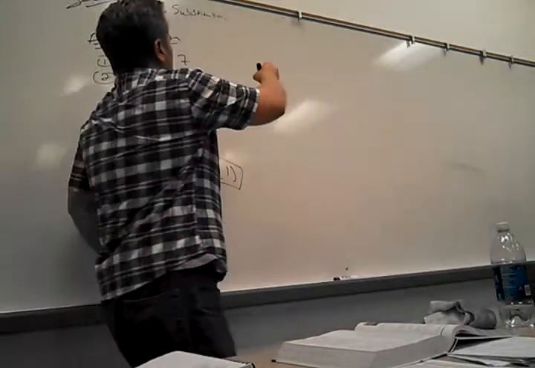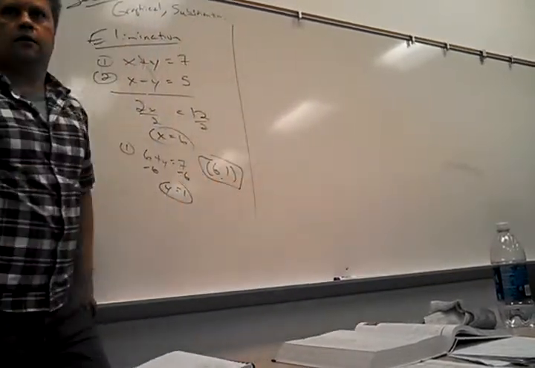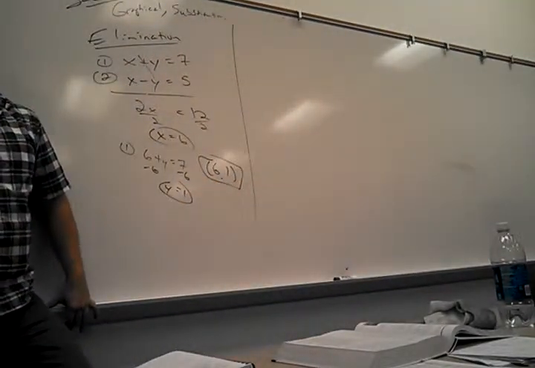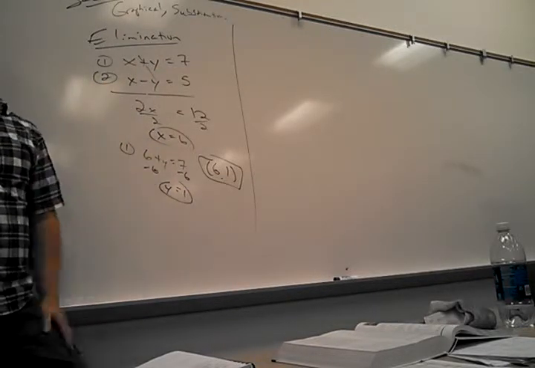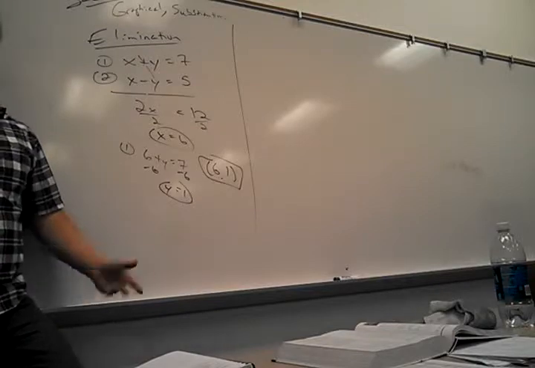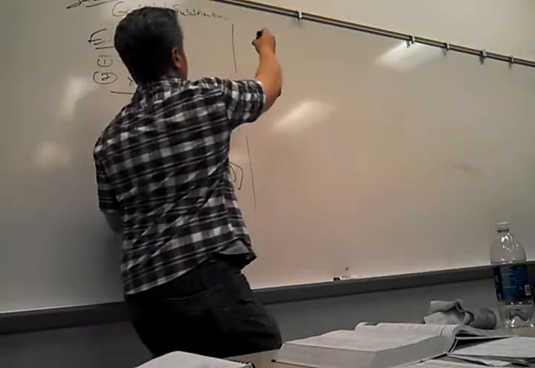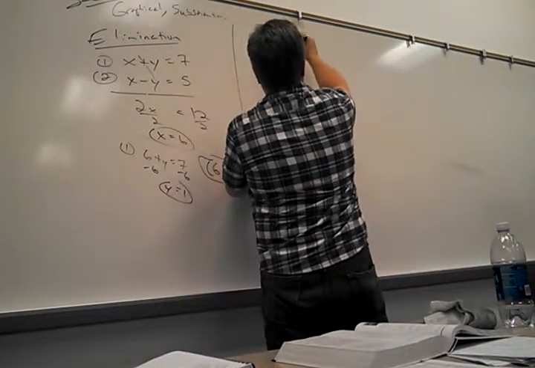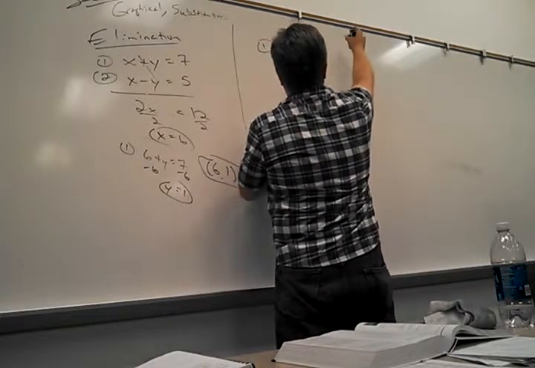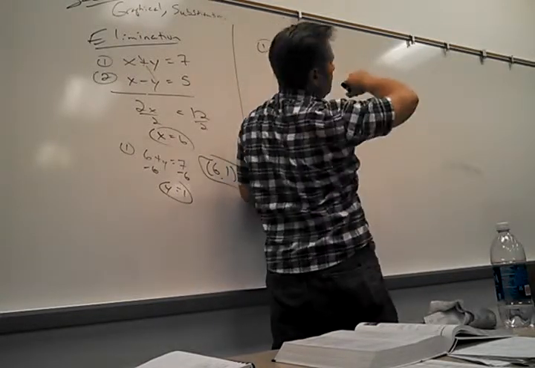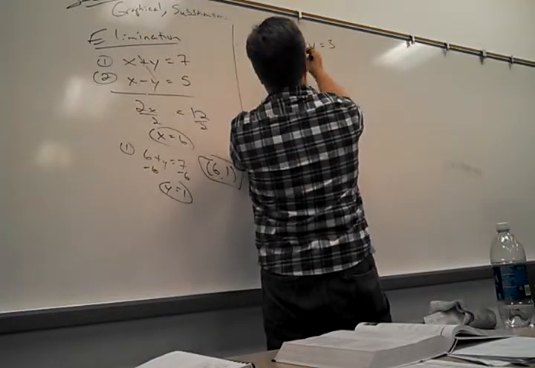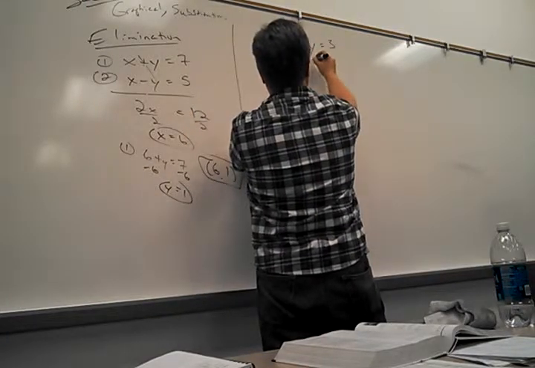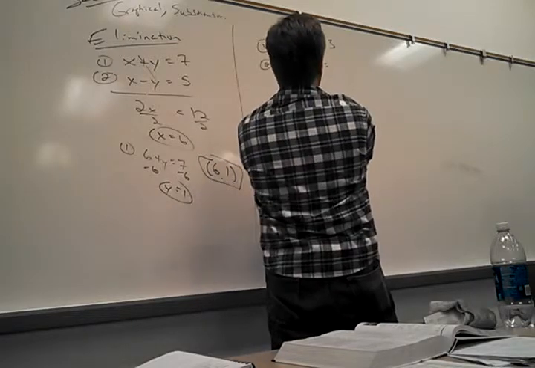So a natural next question would be, what if these things don't eliminate directly? Because you know that's what's going to happen. So what if I had 2x minus y equals, oh, I'm going to make them work, 3, negative x plus 3y.